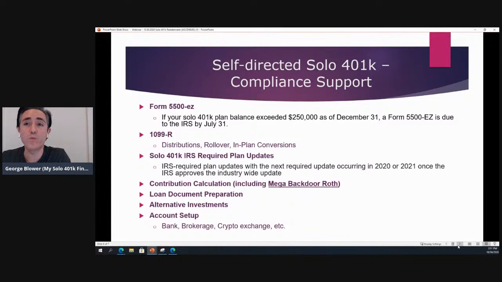Account setup. We don't force our clients to have their account at any particular place. We've got clients that have accounts at hundreds of different banks, different brokerages, cryptocurrency exchanges, et cetera. So we provide that type of support, whether it's speaking to your banker, preparing the forms, or guiding you through the online process to help you ensure that that account is set up correctly in accordance with the Solo 401k requirements.